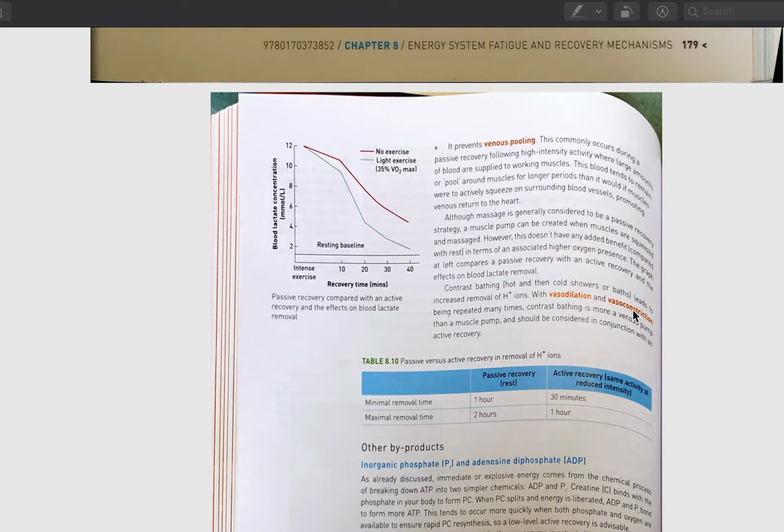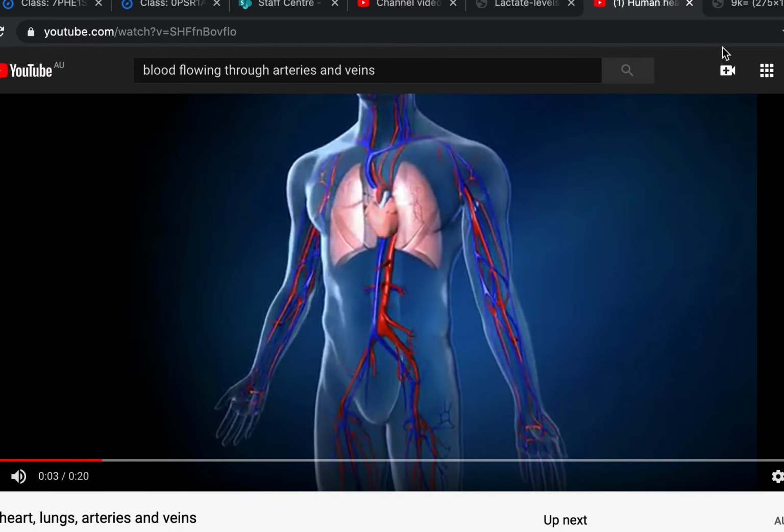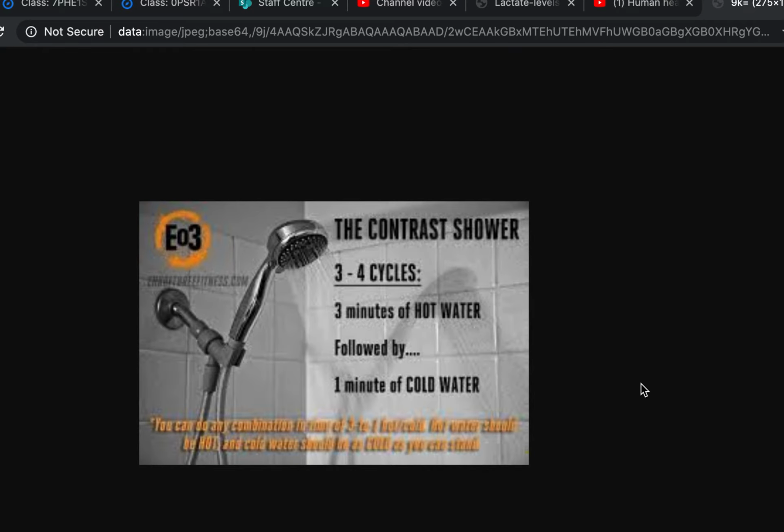Now, one thing we know is that massage can stimulate blood flow. Hot-cold contrast showers can stimulate blood flow. Each of these items that stimulate blood flow, like even a hot-cold contrast shower, are fantastic in removing this blood pooling, venous pooling, lactate and hydrogen ions around the bloodstream.